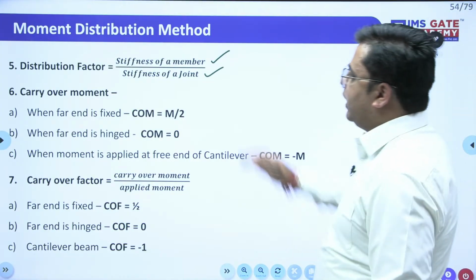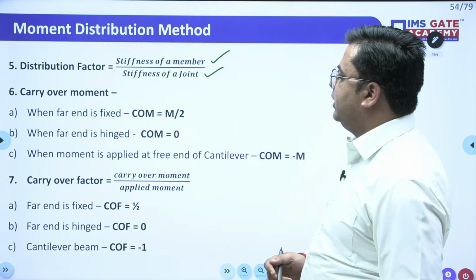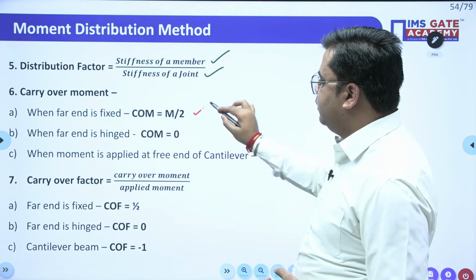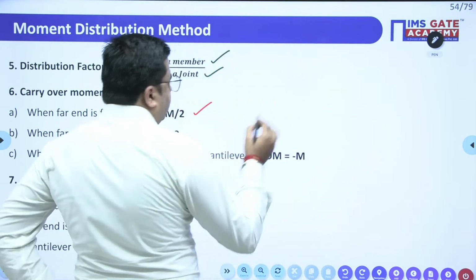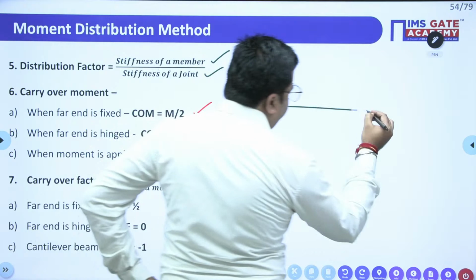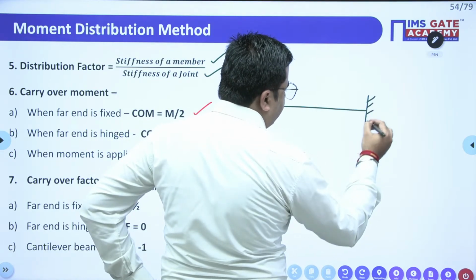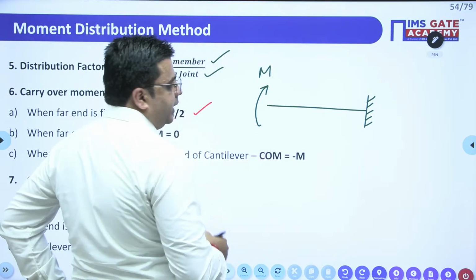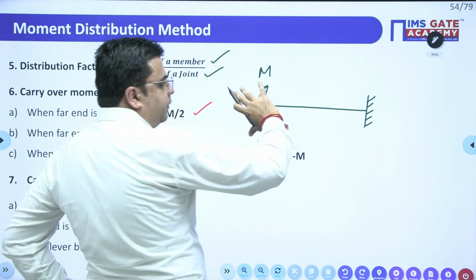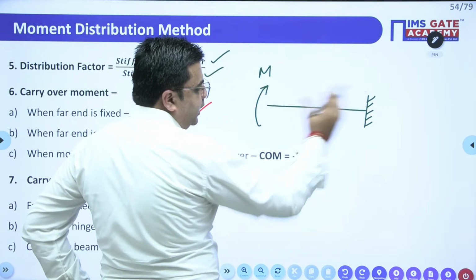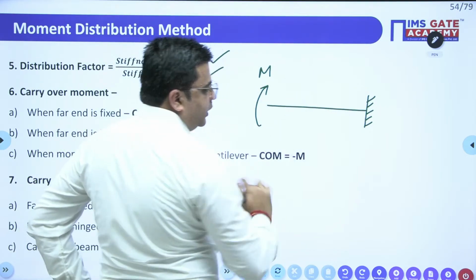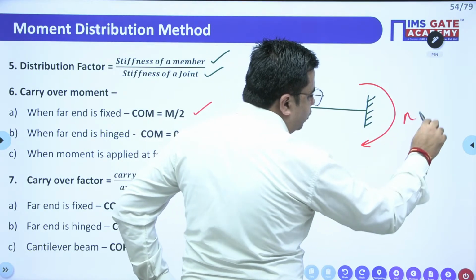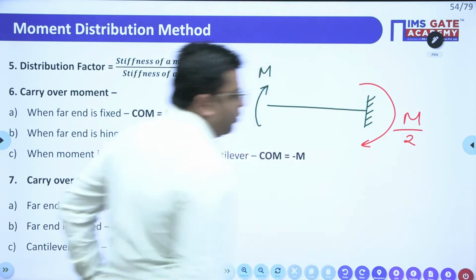So distribution factor is the stiffness of the member divided by the stiffness of the joint. Carryover moment, when your far end is fixed: suppose you have a member like this, and you apply a moment m like this. Then part of this moment will be carried forward to the other end. When your far end is fixed, the carryover moment will be m/2.